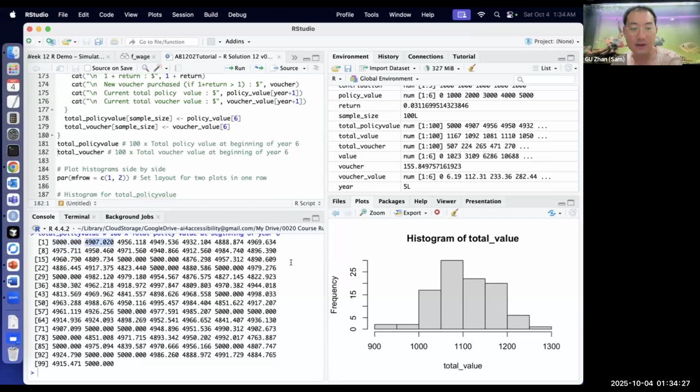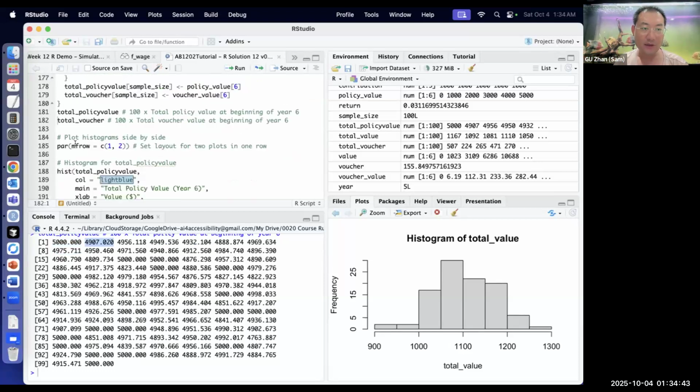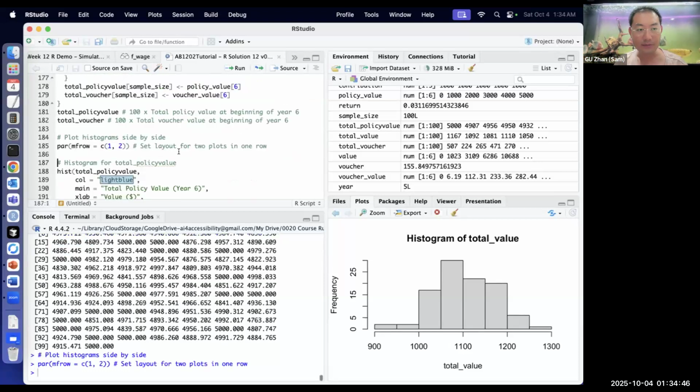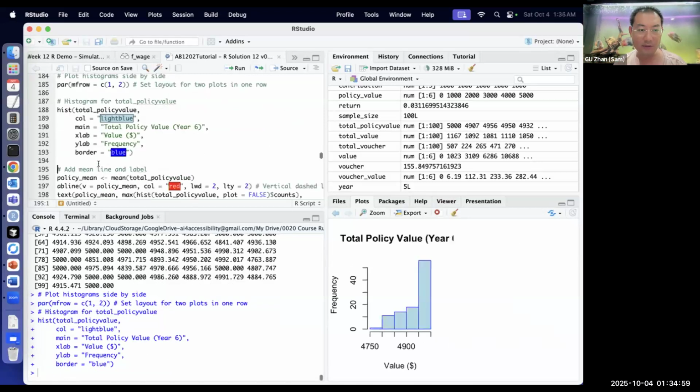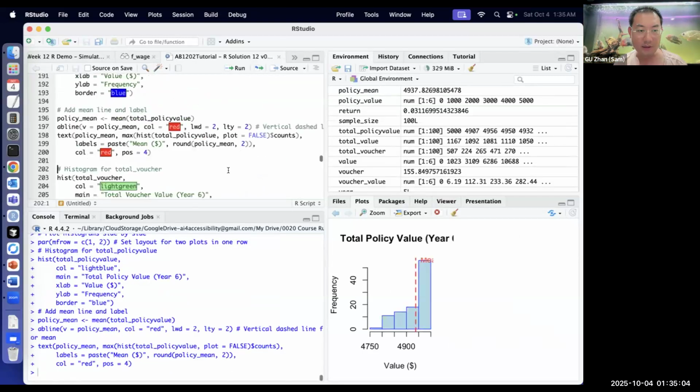Okay, if it's not $5,000, at least 1 year in that sample, the return is negative. Return is a negative number. Okay. So now let's plot this histogram. So this is to set the plot into 2 sides, so one row and 2 columns. So basically split this area. Okay, so histogram for total goes into here. Then main line. So let's just show it.